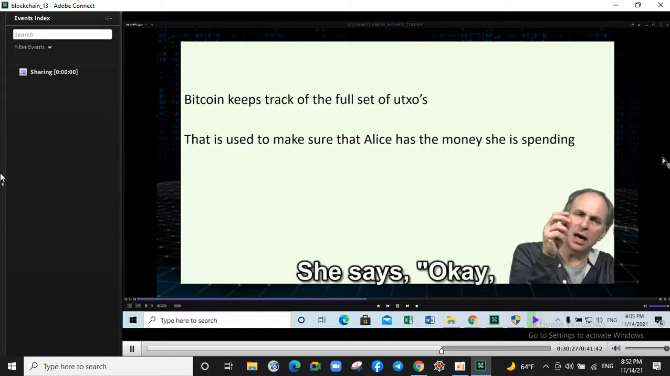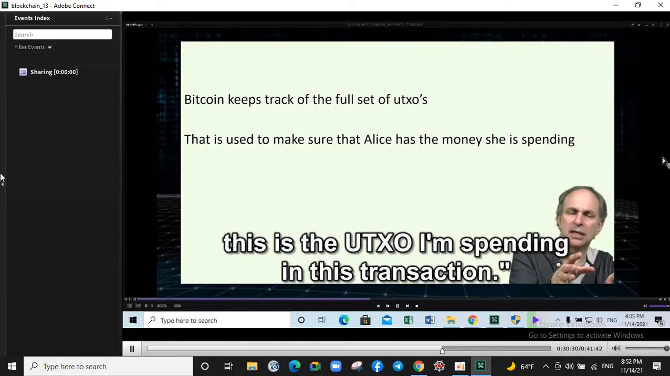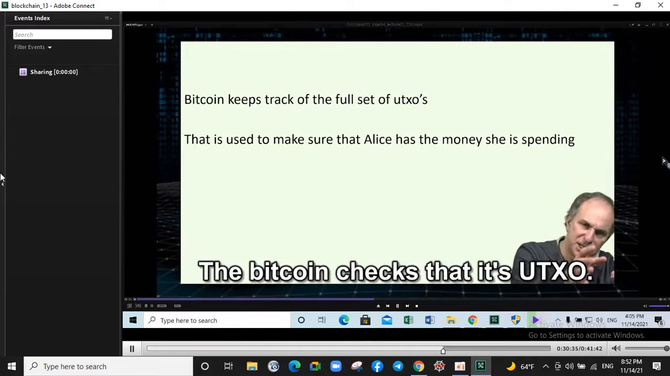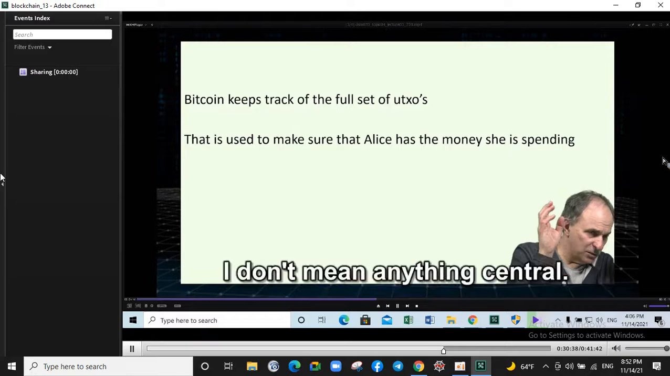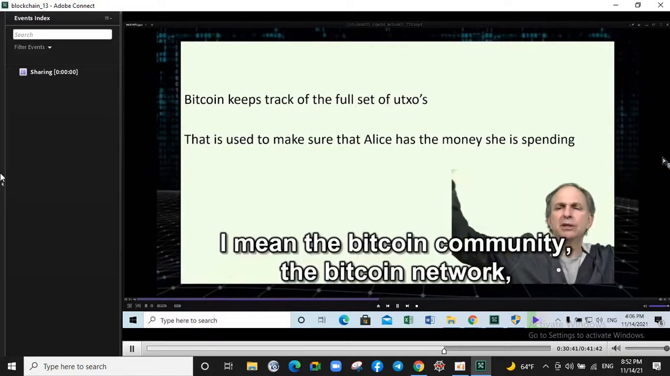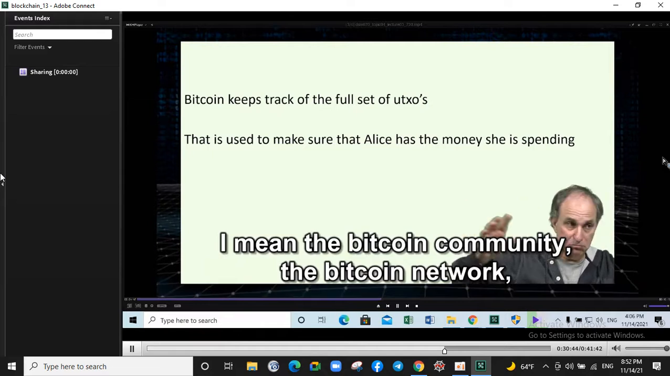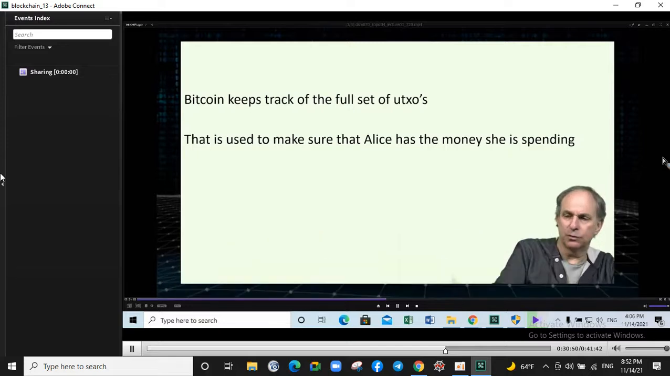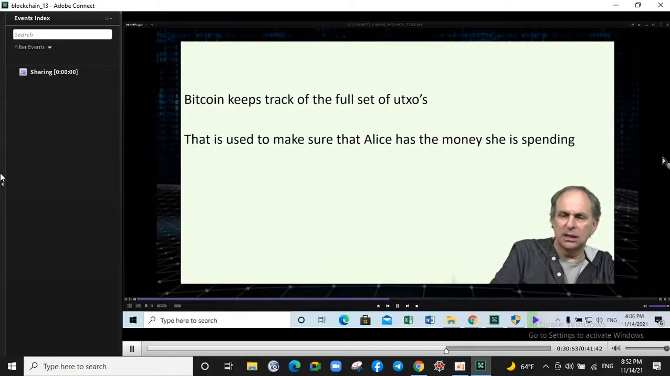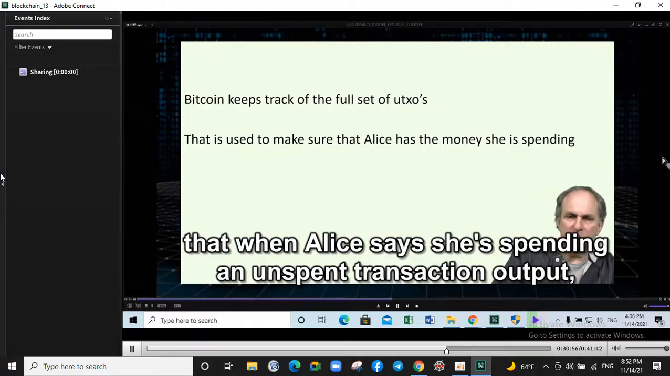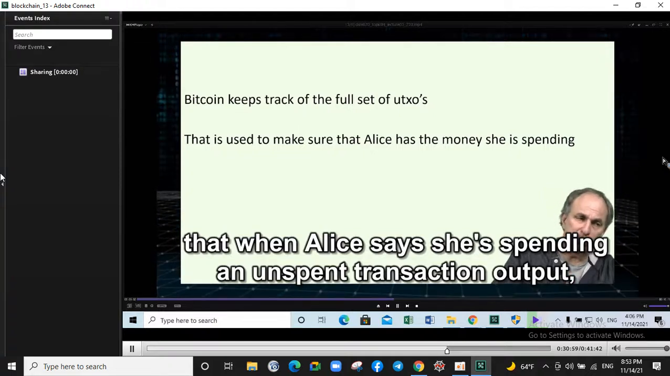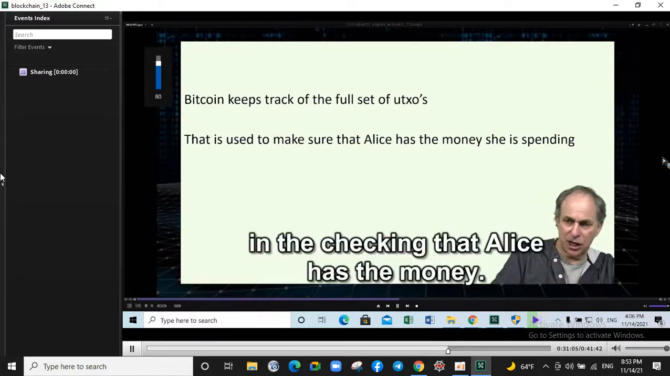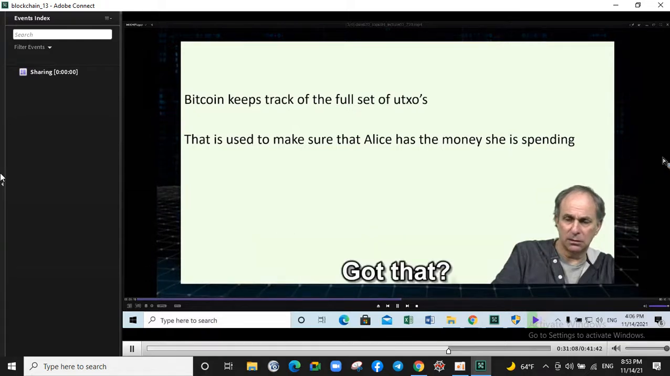She says, okay, this is the UTXO I'm spending in this transaction. She can only spend UTXOs. So Bitcoin checks that it's a UTXO. When I say Bitcoin, I don't mean anything central. I mean the Bitcoin community, the Bitcoin network. Anybody who wants to put this on a block, for example, could check that when Alice says she's spending an unspent transaction output, it is an unspent transaction output. That's part of what happens in checking that Alice has the money. Okay, got that? That's really important.